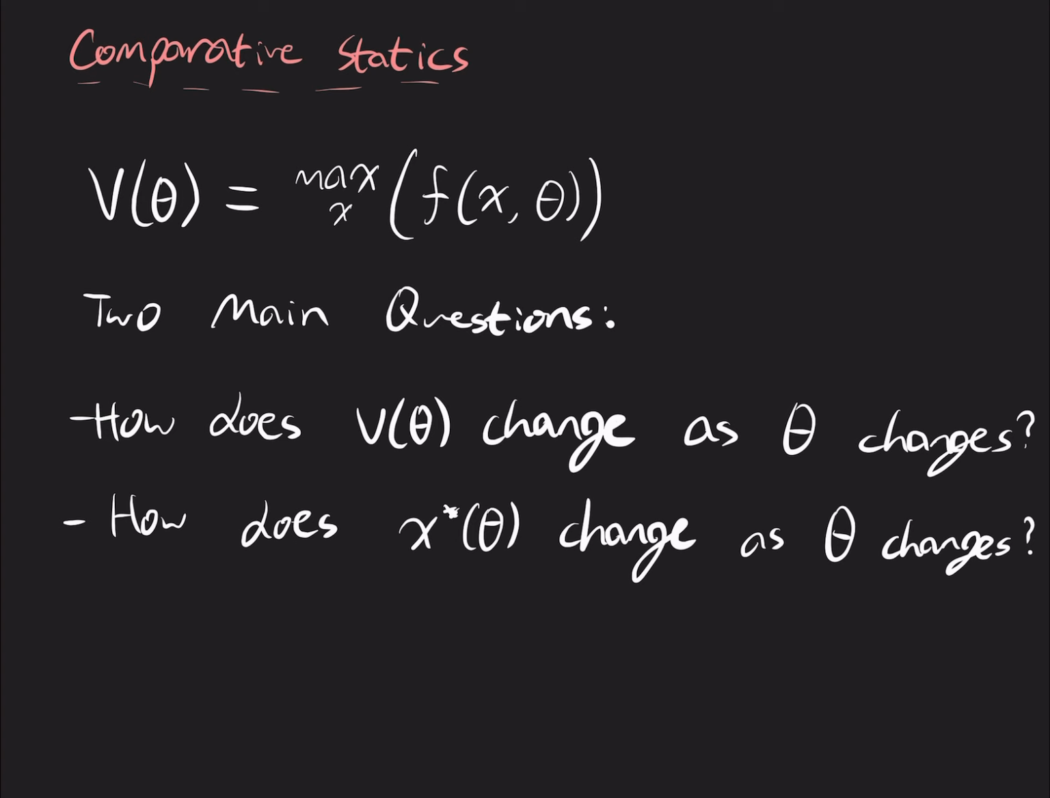If you wanted to answer the second question directly, you could compute x star from the first order condition as a function of theta, and then take its derivative with respect to theta and see how it changes. Now both of those ways require a little bit of work. So there are two very common shortcuts. For this one, the envelope theorem. For this one, supermodularity.